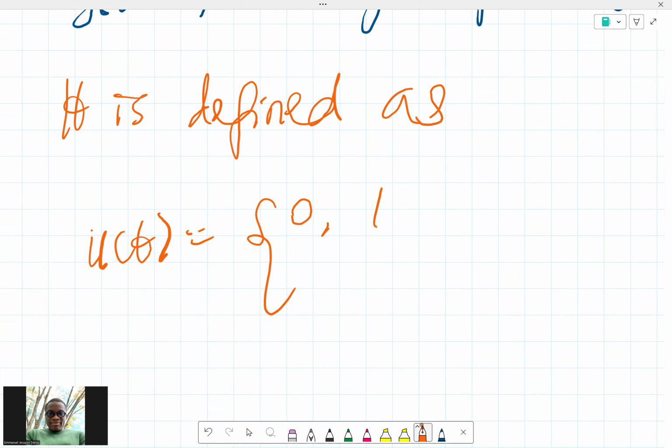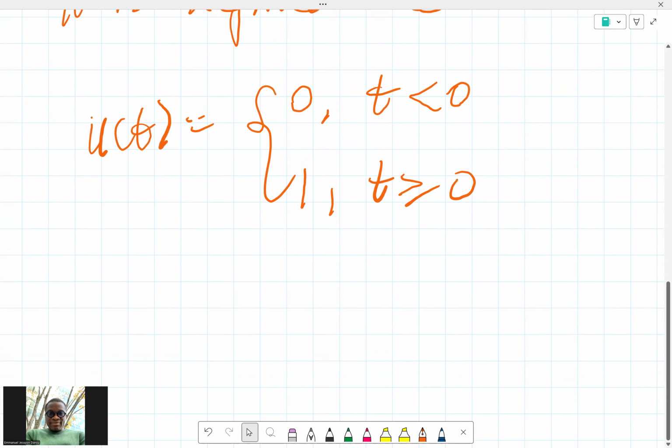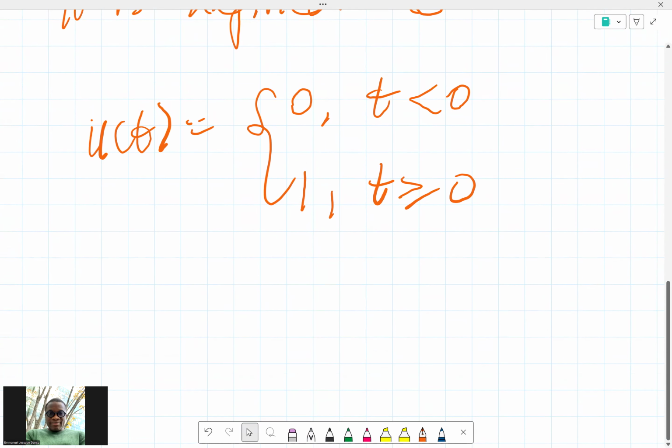It is 0 when t is less than 0, and it is 1 when t is greater than or equal to 0. So the unit step function, of course, you can see it's a step function for sure.